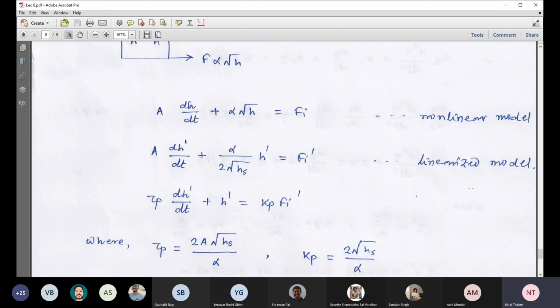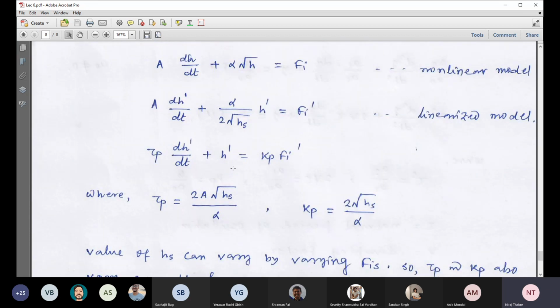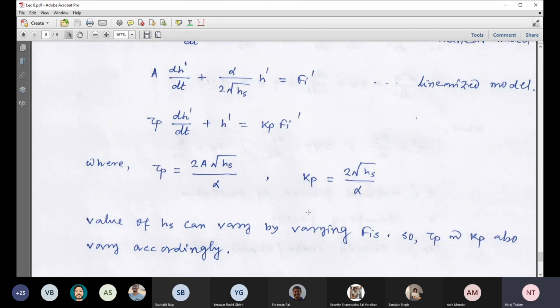So it will change because in the last example, with the same example, we have seen that if there is any change in Fi, suppose there is increase in Fi, height increases. Height increases means hydrostatic pressure increases, so accordingly F increases. And the process reaches a new steady state. So if steady state changes, then definitely tau p and Kp also change. So that is the way we have written that this tau p and Kp may also be a variable quantity in that sense only.